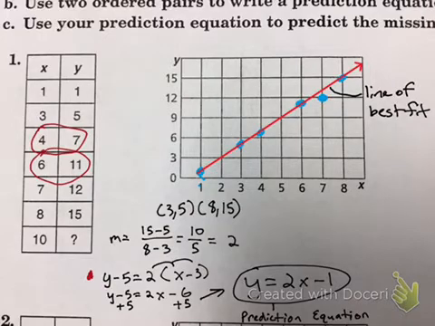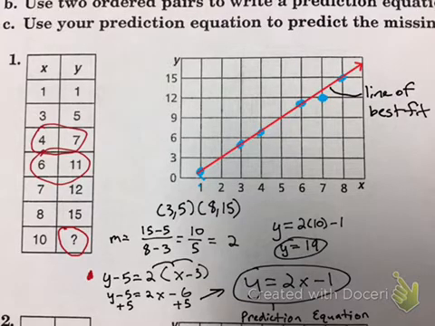Alright, with my prediction equation, whatever value I plug in for the x, it'll tell me what that y would probably be. So I was trying to find what y is when x is 10, so I'm going to take 10 and I'm going to plug it in for x. Alright, so that'll give me y equals 20 minus 1, which gives me y equals 19. So when x is 10, y is probably 19.